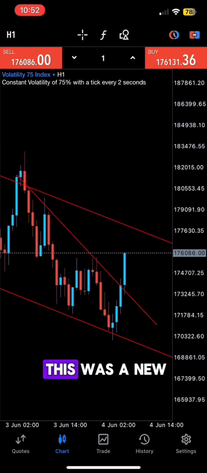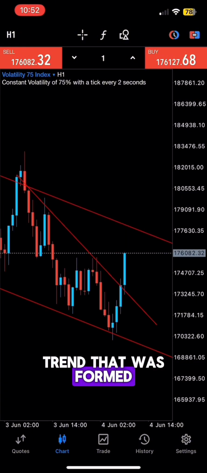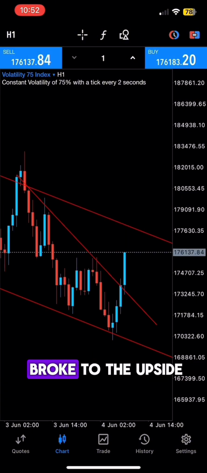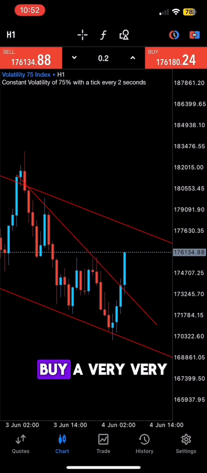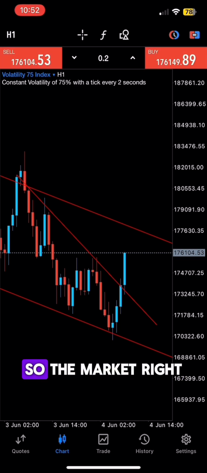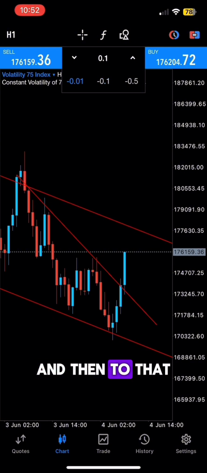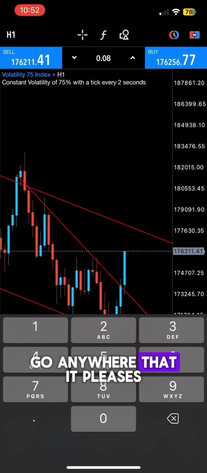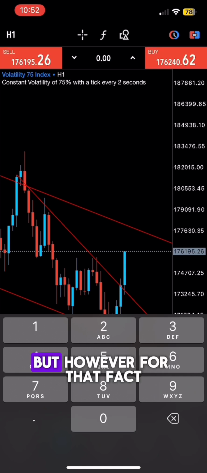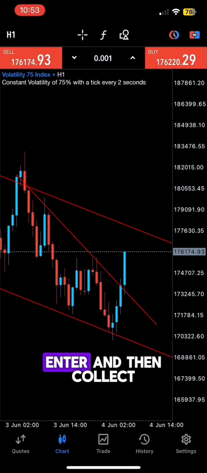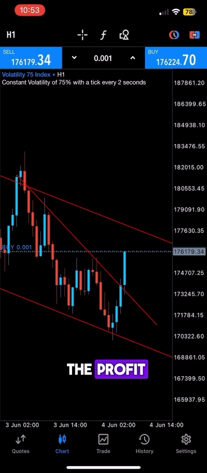As you can see, this was a new trend that was formed, and then the market broke to the upside by a very, very large candle. So the market right now can just buy to that level and then to that resistance level at the top, and then it might go anywhere that it pleases. But however, for that fact, I'm just going to enter and then collect the profit.